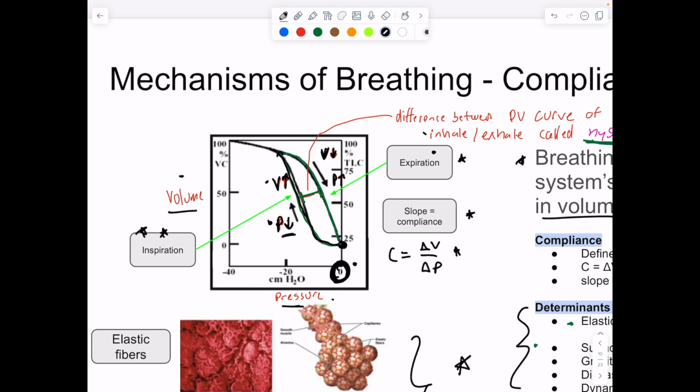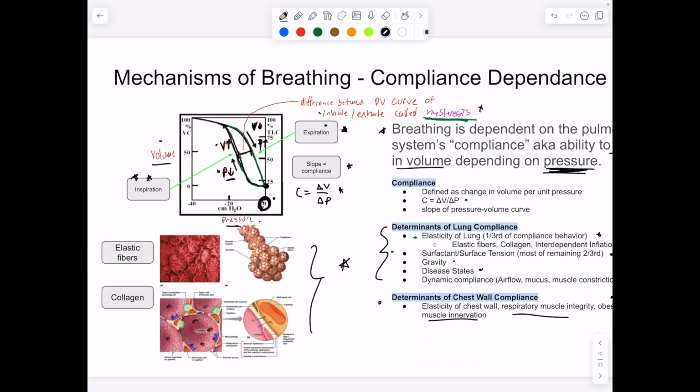And then in expiration, you decrease the volume of the thoracic cage to increase the pressure on the lungs, and you'll have air go out. All right, and then just worth noting quickly, the difference between the inhalation and exhalation curves is called hysteresis, and you want to be aware of that overall.